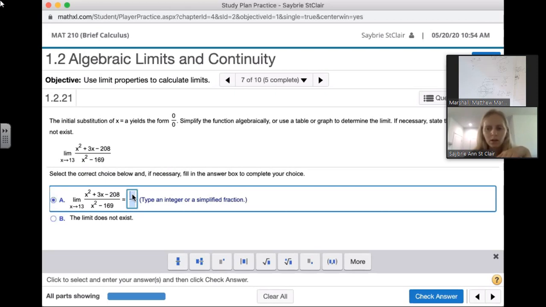Well, it'll give you a decimal. I would just use that fraction button right there, just like that. There you go.